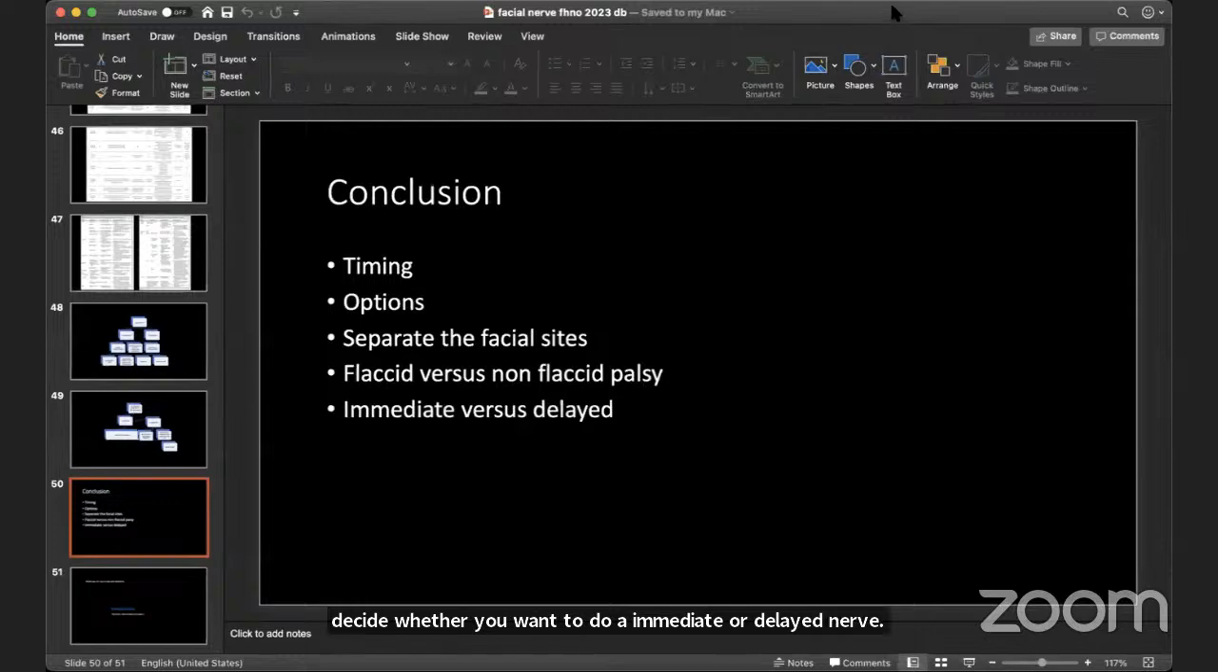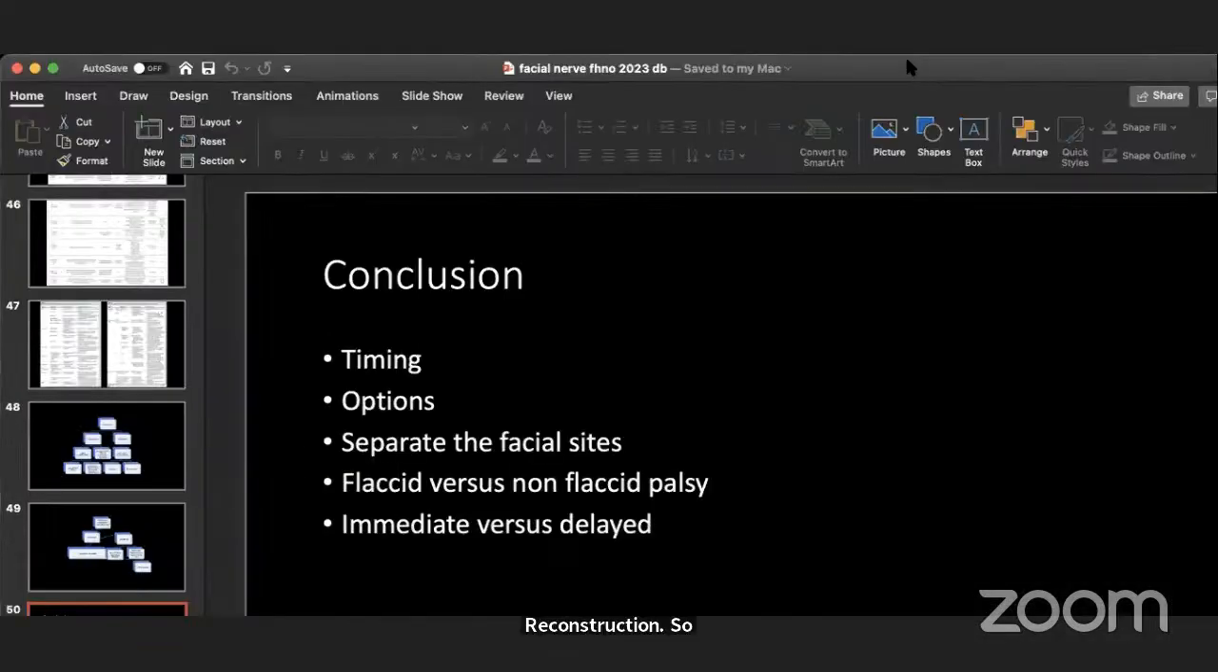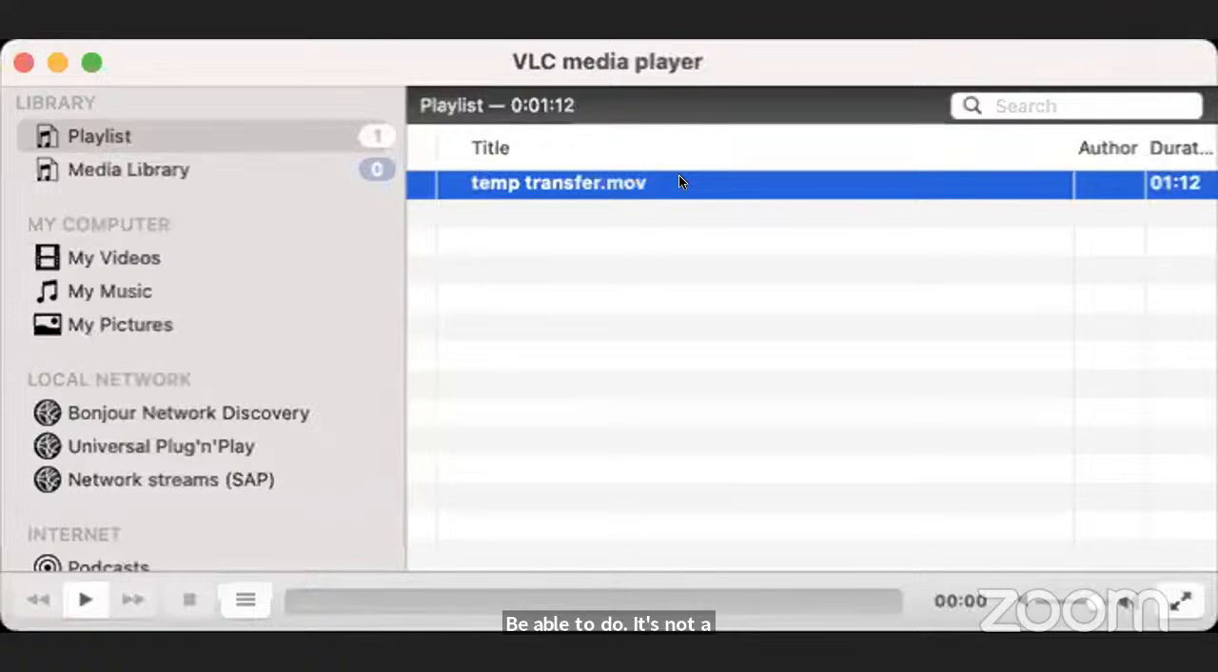So I'll just show you a quick video on the temporalis transfer, because it's something that every one of you should be able to do. It's not a very difficult procedure.